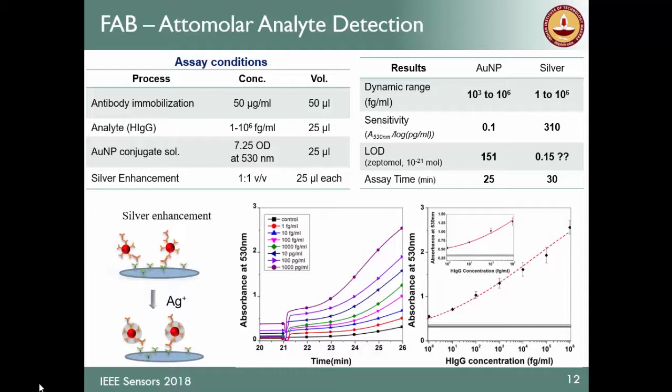We are able to go down to 1 femtogram per ml of human IgG, which corresponds to 0.15 zeptomoles. And it turns out that you actually have roughly 100 molecules in that case. And we have repeated it, not just by one person; 2 other people have also repeated it. They are hitting this 100 femtogram per ml at least.